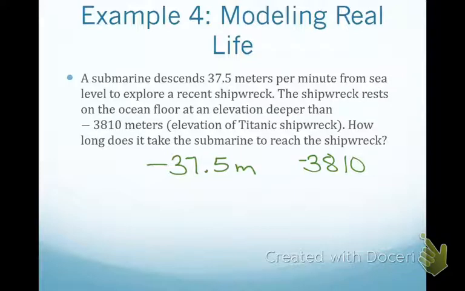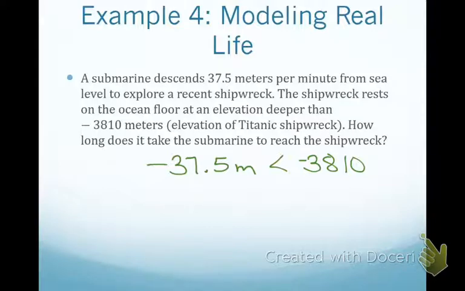How many votes do I have for less than? You should be saying less than. If it's deeper, I'm going farther down, and any value in the negative that's deeper would be less than. I know that takes a little bit of thinking, but if we're going down 4,000 feet, that's less than 3810.